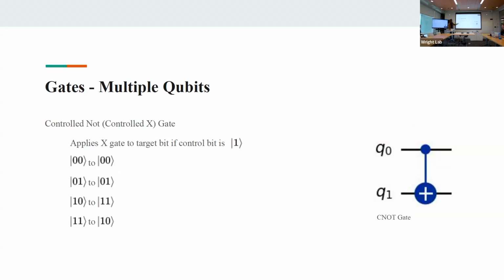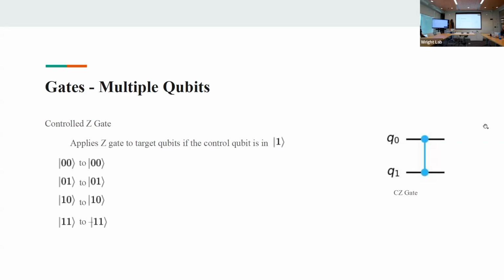But if you had your Q0 in the 1 state, because it's in the 1 state, you'll flip your Q1, and so 1, 0 will go to 1, 1, and then the rest are all like that. And then another gate is a controlled Z gate, which will apply the Z gate to a target qubit if the control qubit is 1. So once again, here are the results, and that's the gate over there.